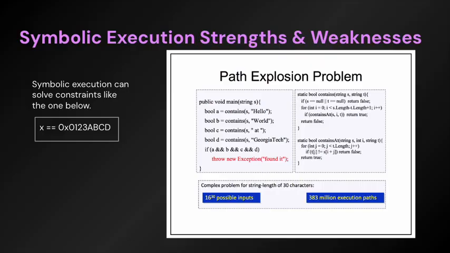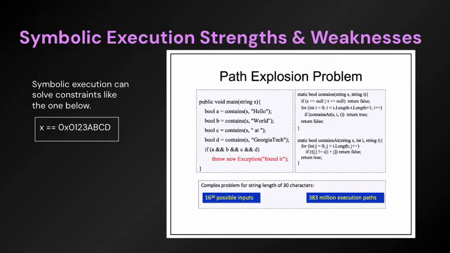Symbolic execution approaches the problem differently. Instead of guessing input values randomly, it analyzes the program's logic. Inputs are treated as symbolic variables, and the system records constraints as it explores program paths. For example, if the program contains a condition like the one on the left, x equals some hex value, the symbolic execution engine can solve that constraint and determine that x must be equal to the value shown. This allows it to reach the program paths that fuzzing would struggle to discover.